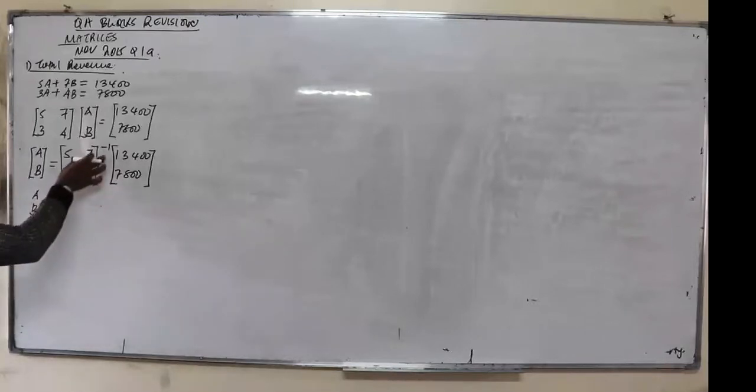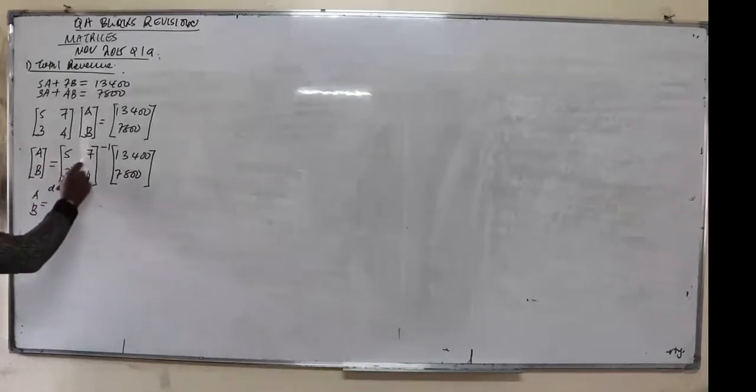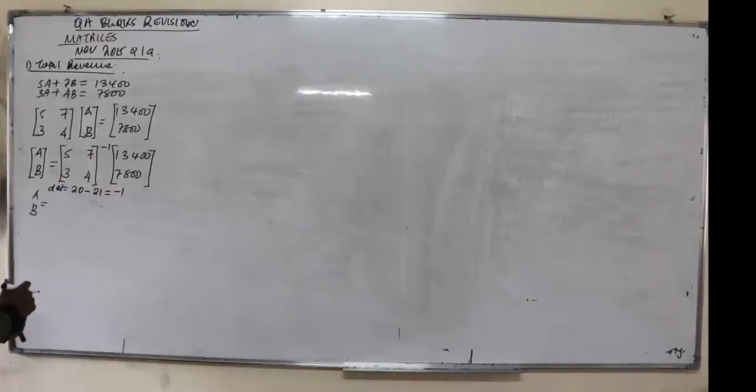So first of all, we get the inverse. We said that to get the inverse, first of all, we need to get the determinant. And to get the determinant, you take the major diagonal, 5 times 4, you get 20, minus the minor diagonal elements, 3 times 7, you get 21. So 20 minus 21, you get -1. That's the determinant. Once you get the determinant, you reciprocate the determinant. So it will be 1 divided by -1.